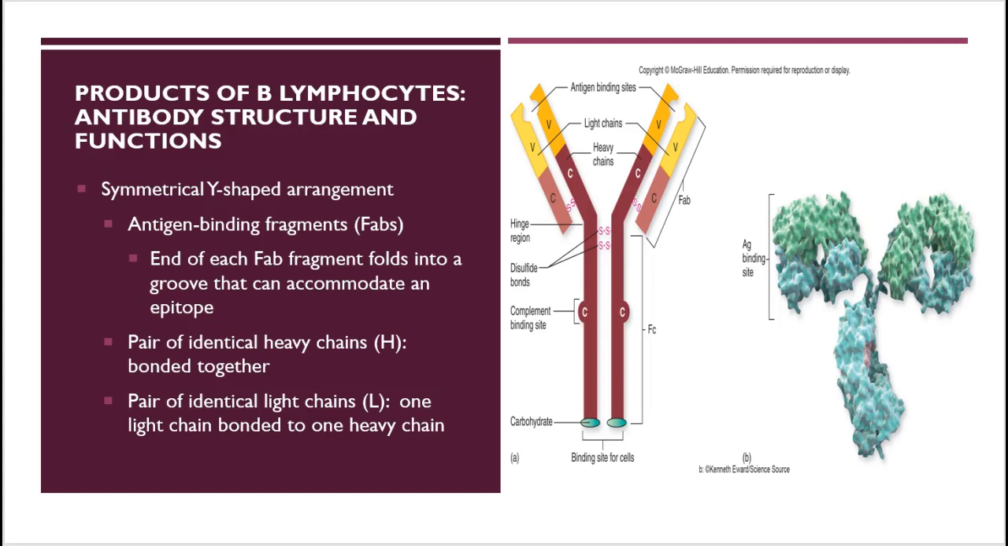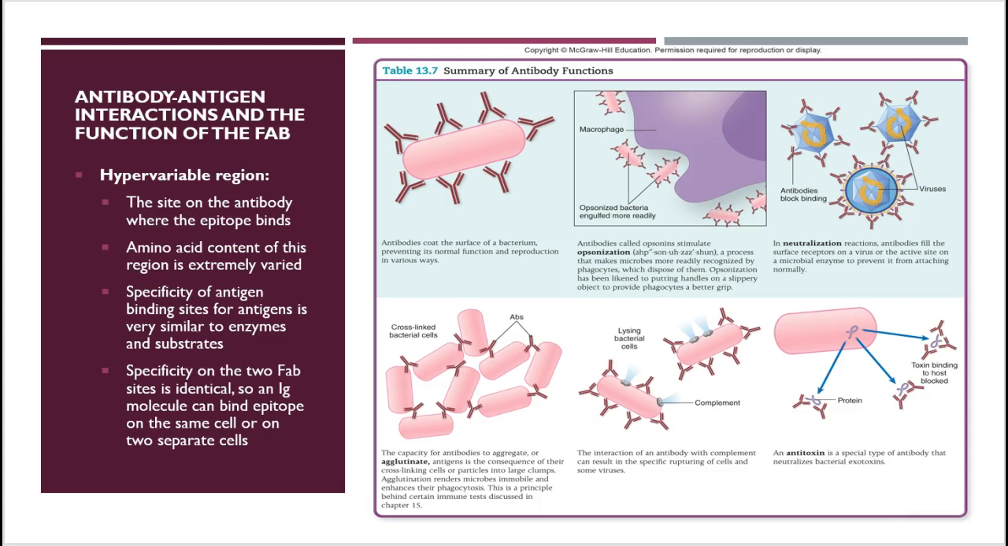The Fab region is the variable region that contains the antigen binding sites. We're going to talk a little bit more about the Fc region later in this presentation. So antibodies can interact with antigens in a number of different ways. That hypervariable region, as we mentioned earlier, is the site on the antibody where the epitope binds. And as we've mentioned before, that region is very specific to a single epitope.